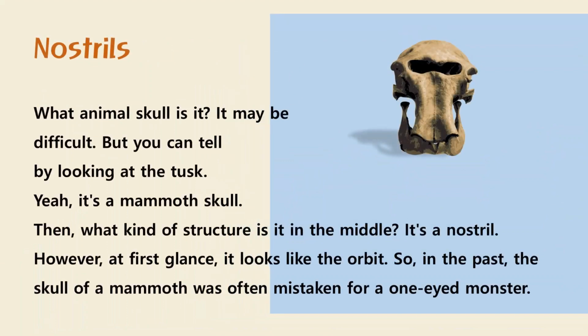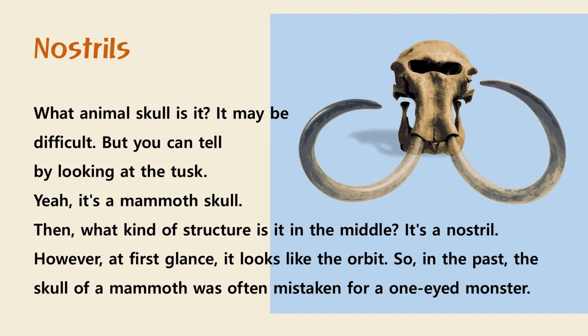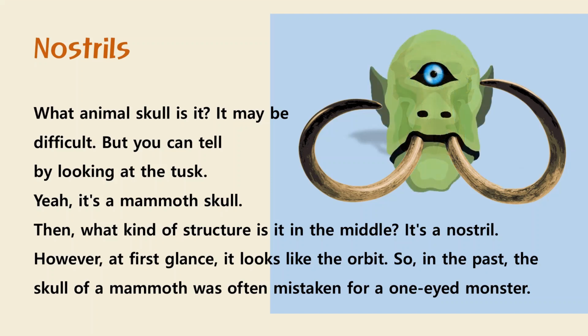Nostrils. What animal skull is it? It may be difficult, but you can tell by looking at the tusk. Yes, it's a mammoth skull. Then, what kind of structure is it in the middle? It's a nostril. However, at first glance, it looks like the orbit. So in the past, the skull of a mammoth was often mistaken for a one-eyed monster.